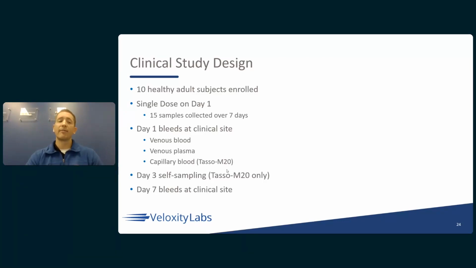The patients then left after day 1, took a device home, did a self-sampling on day 3, and then returned to the clinic on day 7 and did the blood, plasma, and Tasso collection as well. This was also just to work out any kinks with home sampling and things like that, and also to make sure that the profiles continued, what the profiles look like over the course of that time period.